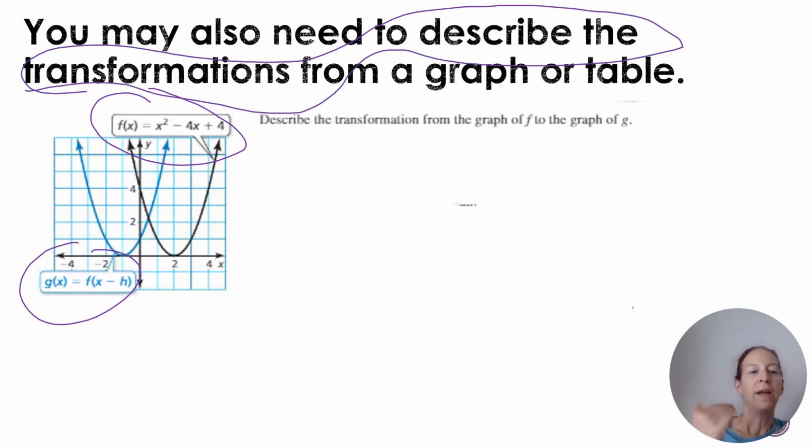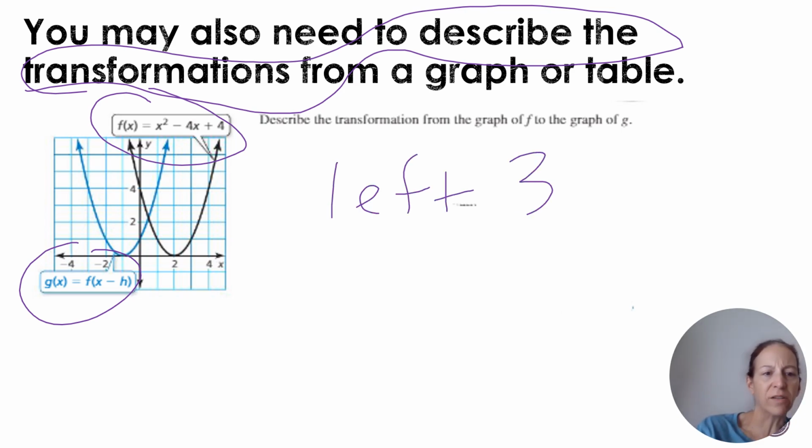What did it do? This one went to the left, and it went to the left 1, 2, 3 units. And so all you would be asked is left 3. That's it. So don't overthink doing that from the graph. So just went left 3.